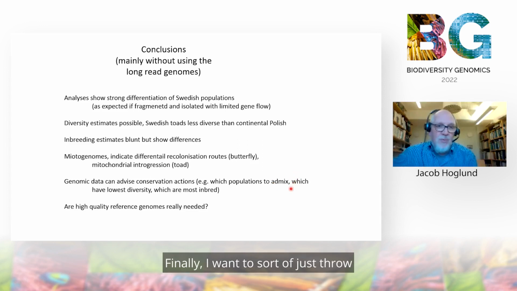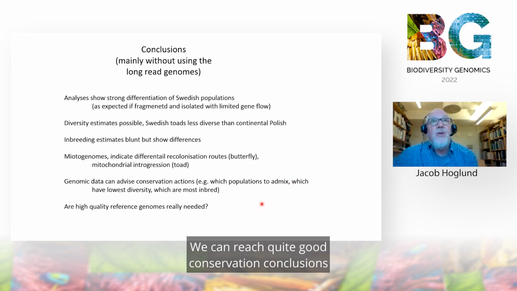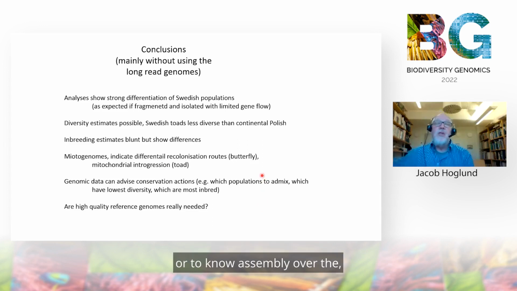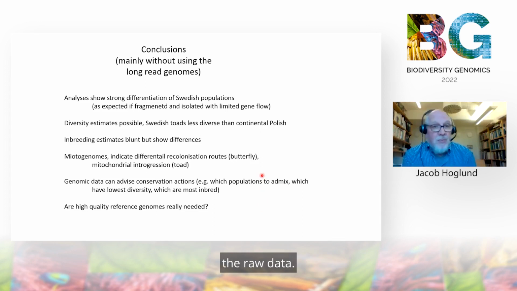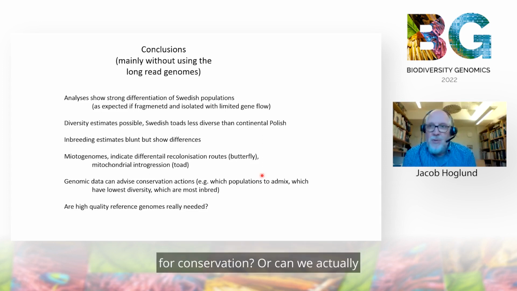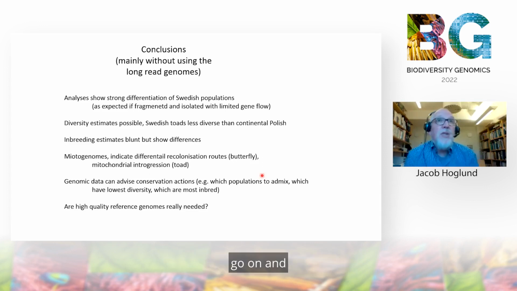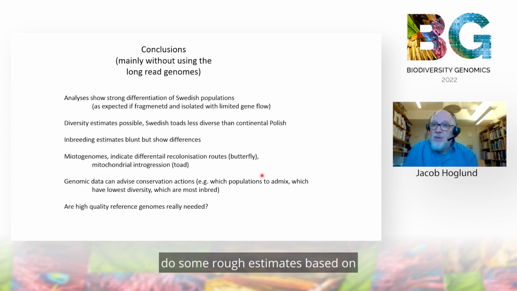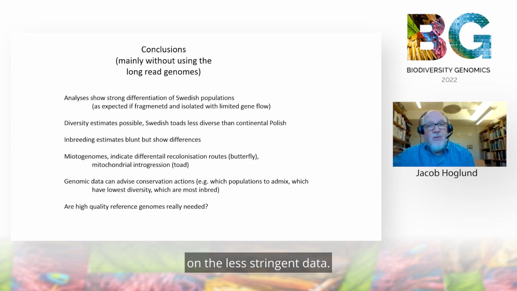Finally, I want to throw in a sort of red herring. We can reach quite good conservation conclusions based on mapping to closely related species or de novo assembly of ddRAD data. So I'm just throwing this out to the rest of you: are high quality reference genomes really needed for conservation? Or can we actually go on and do some rough estimates based on less stringent data? I leave that to the rest of you.